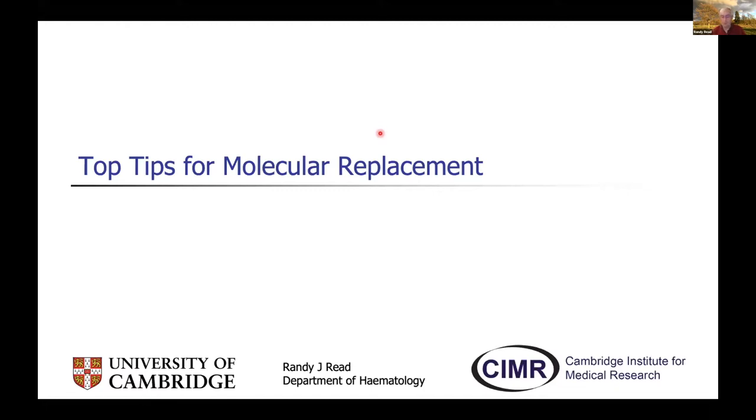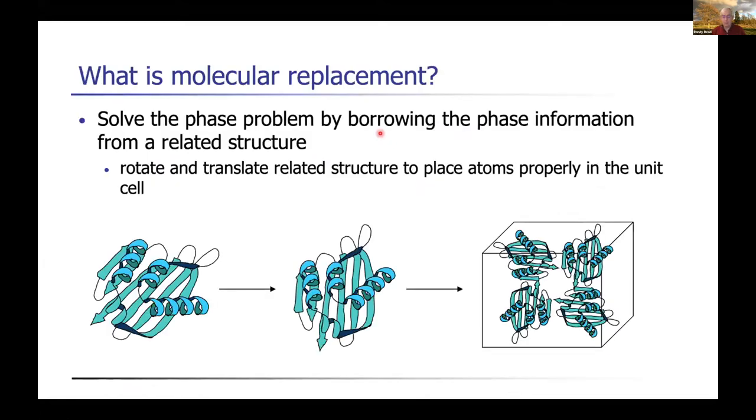doing molecular replacement. So first, just to make sure everybody knows what molecular replacement is, it's another method of solving the phase problem where you kind of borrow the phase information from a related structure. So most of the time, if you determine a structure, there will be something else in the PDB that has a reasonable sequence identity, so you know it'll look like it.